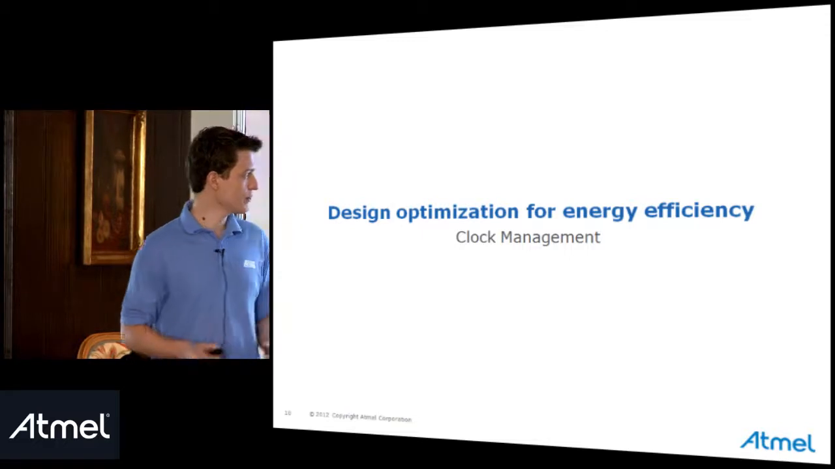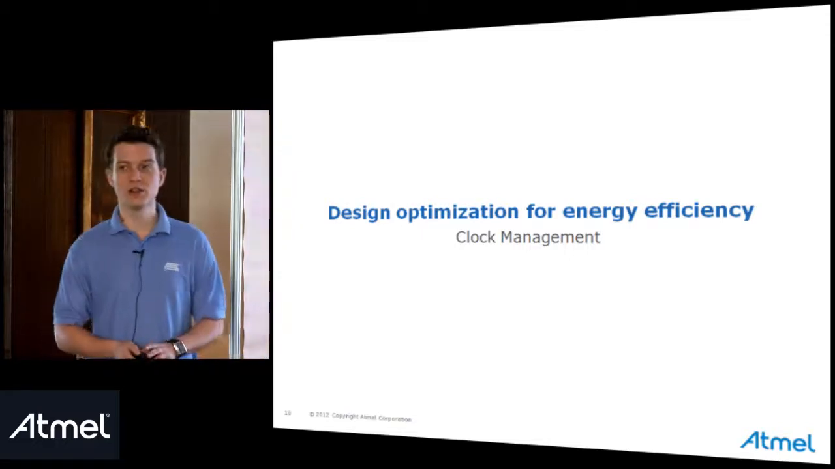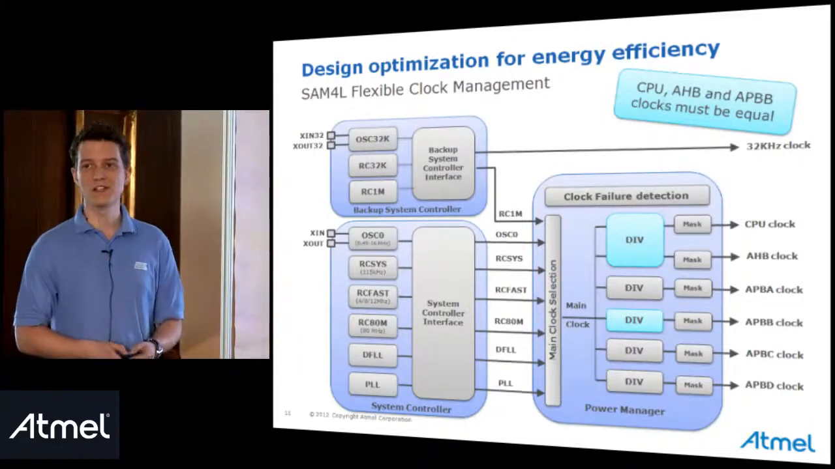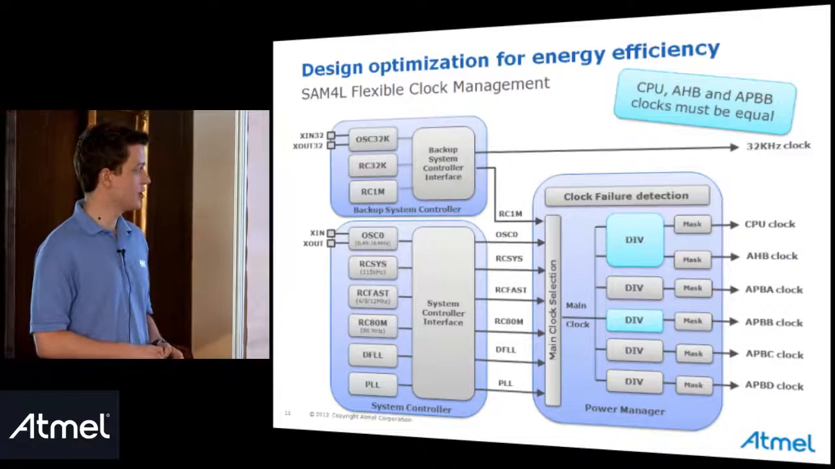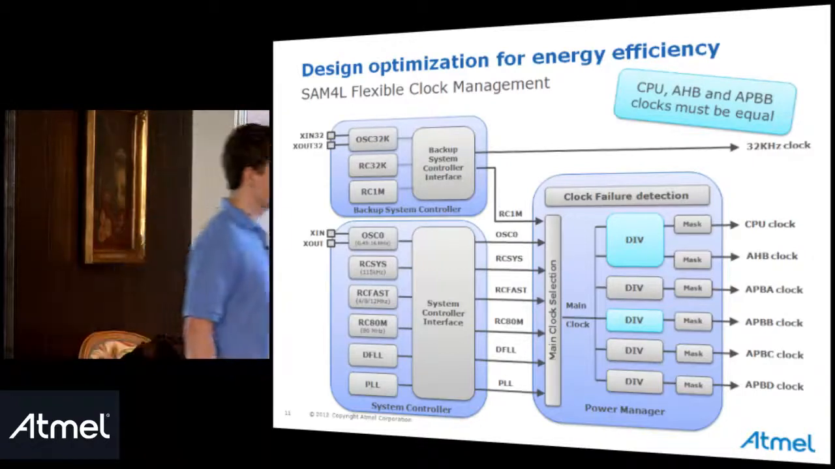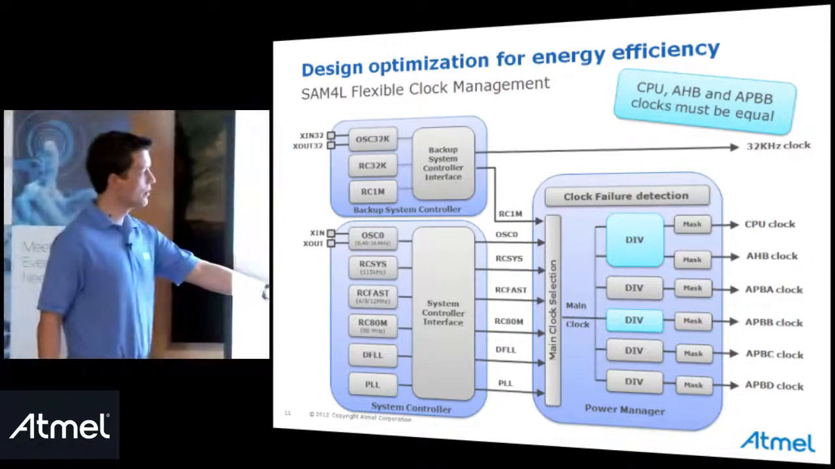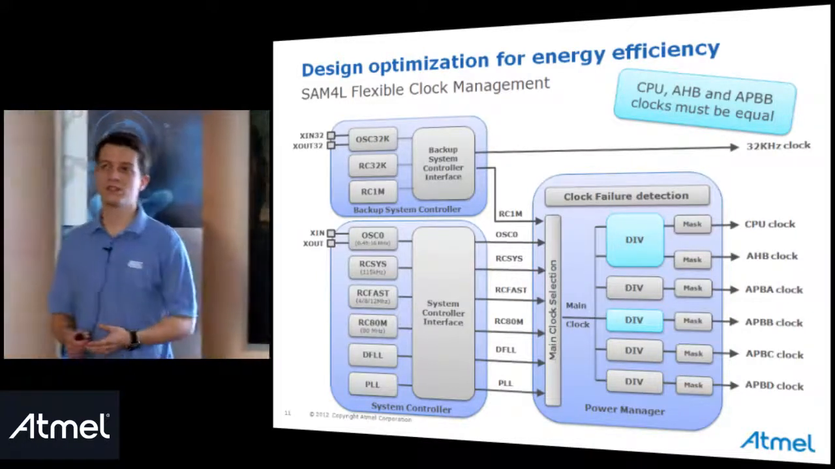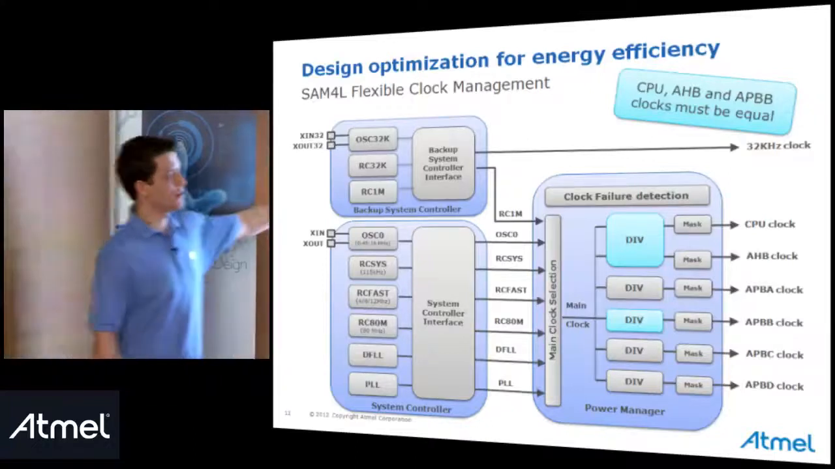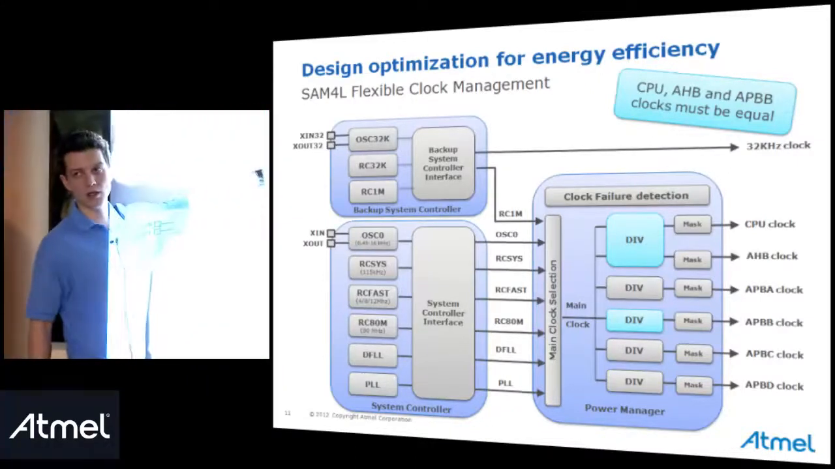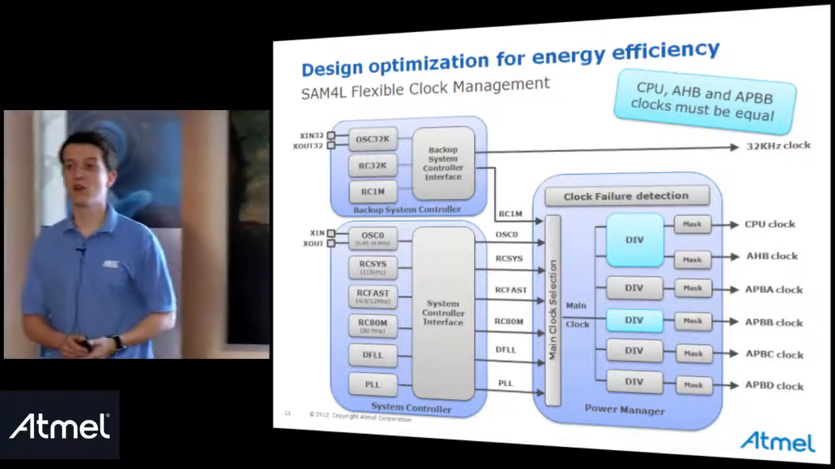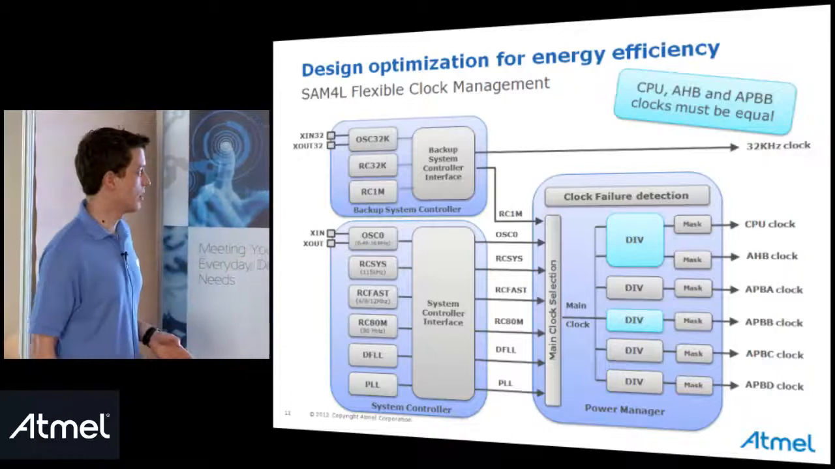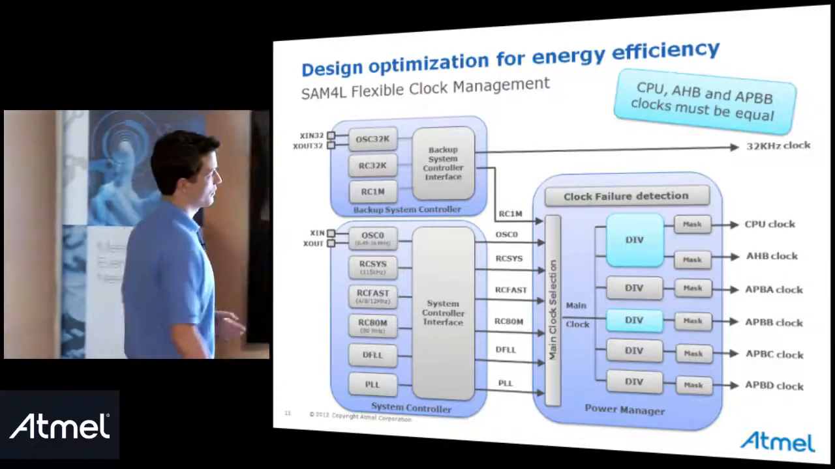Okay, so the first design optimization is the clock management. The SAM4L has a very flexible clock management. It's based on 2 controllers and 1 power manager. The first controller is the backup system controller. Its goal in the system is to generate the 32 kHz clock, which is the clock that will be used in low power modes. This clock cannot be cut or shut down. It's always used and always active in the system.